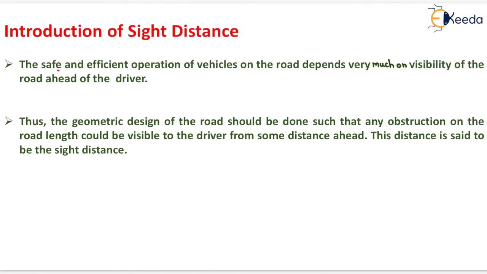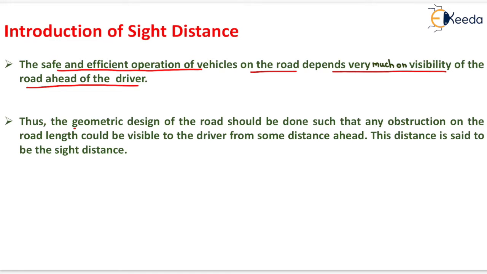The safe and efficient operation of a vehicle on the road depends very much on the visibility of the road ahead of the driver. It means that for safe and efficient operation of the vehicle on any particular road, it depends very much on the visibility of the road ahead of the driver.